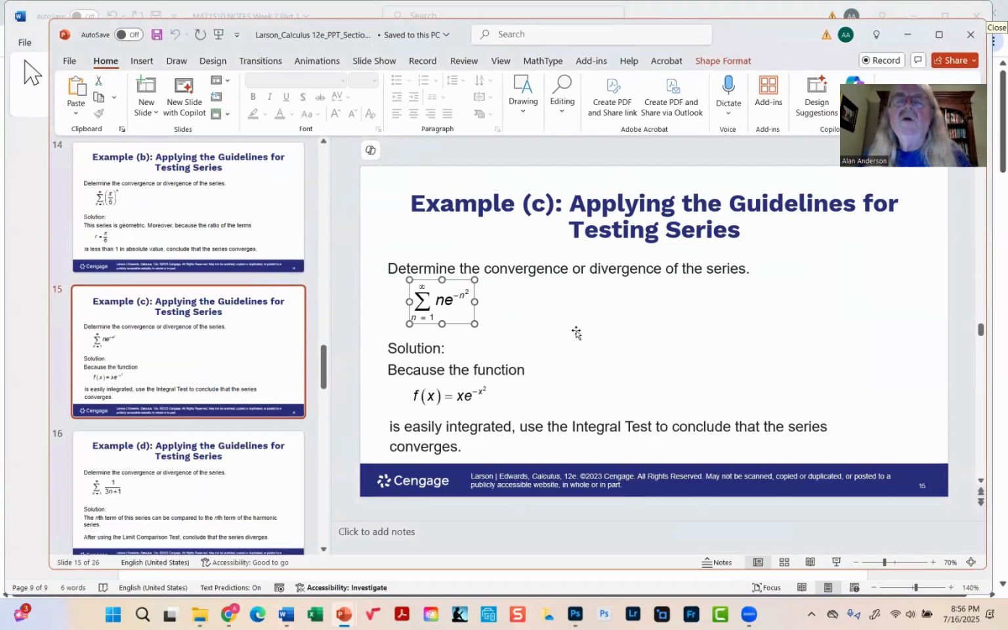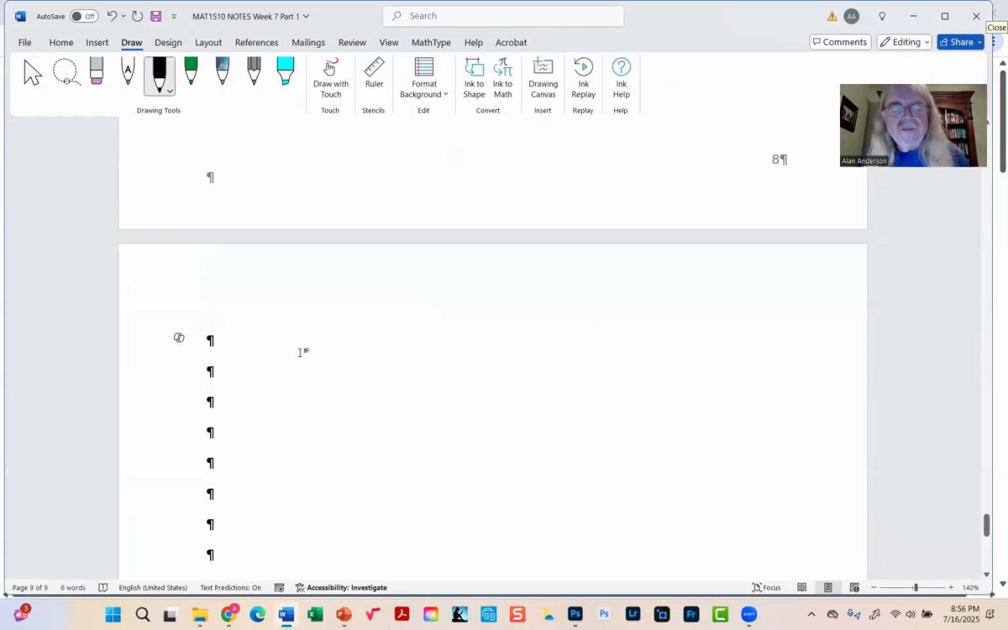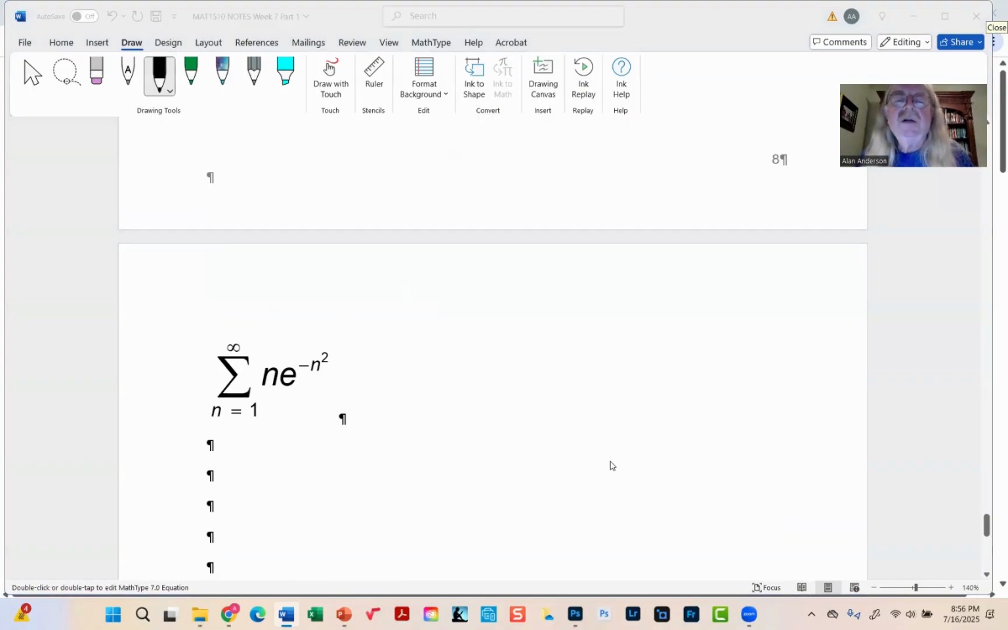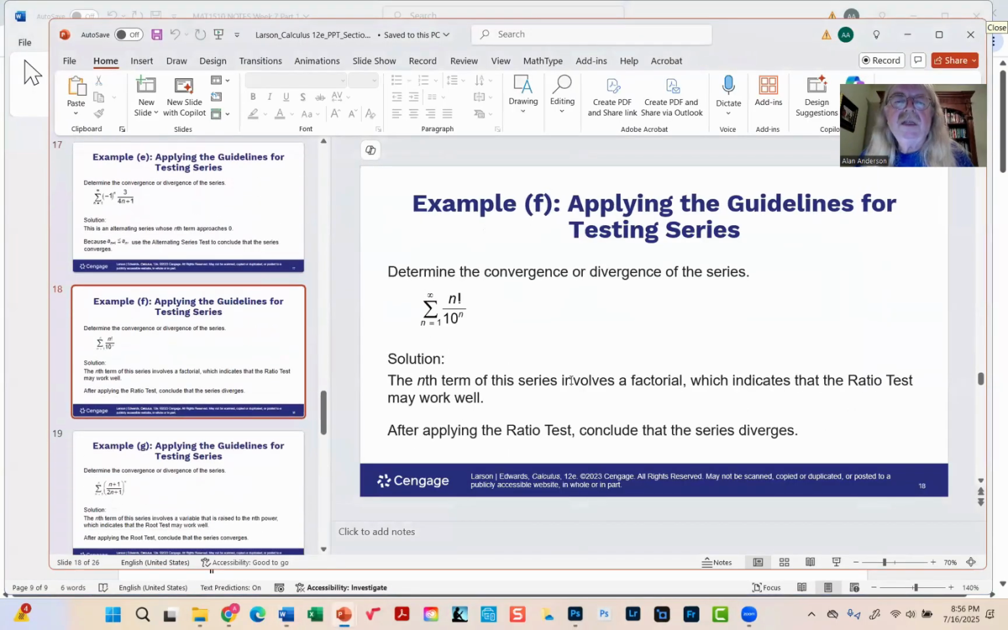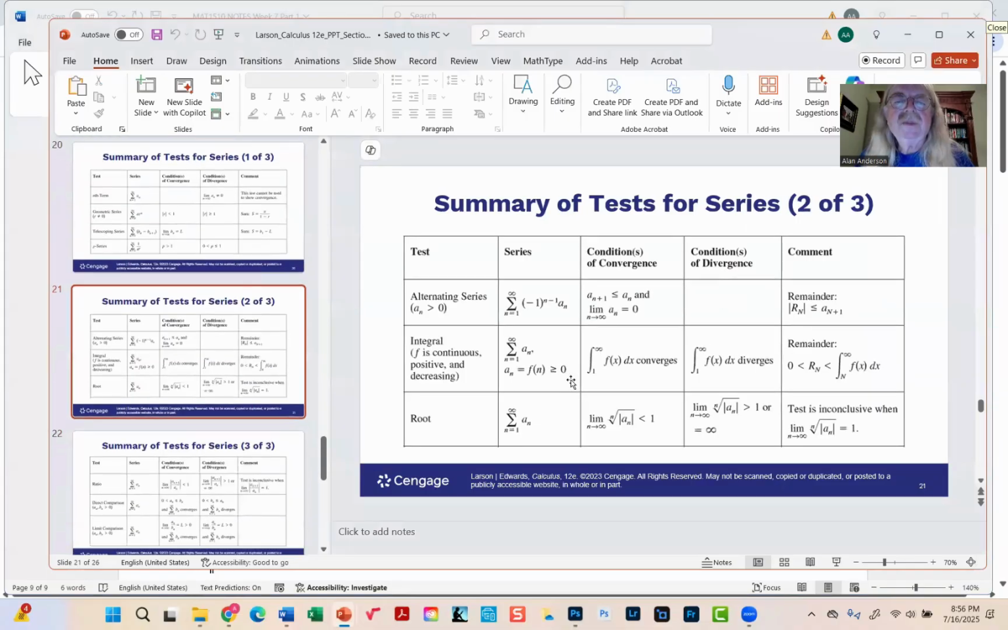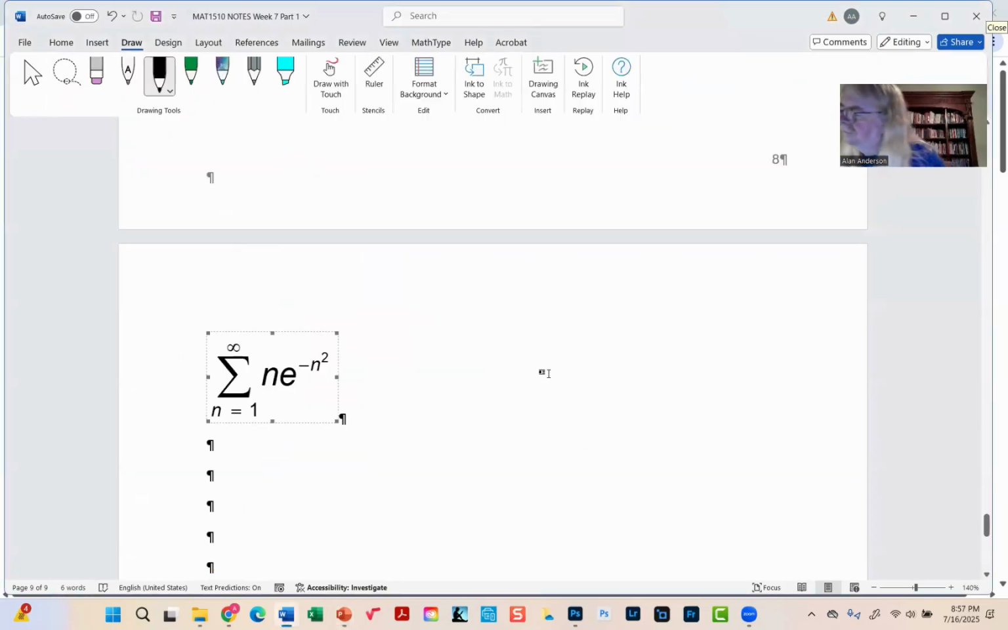Let's see. Oh, the integral test. That works well when you have a function that is easy to integrate. So what they're recommending you do is this. The integral test, let's look at the table for a second, is going to be used to integrate from 1 to infinity the same function, except that it's x.